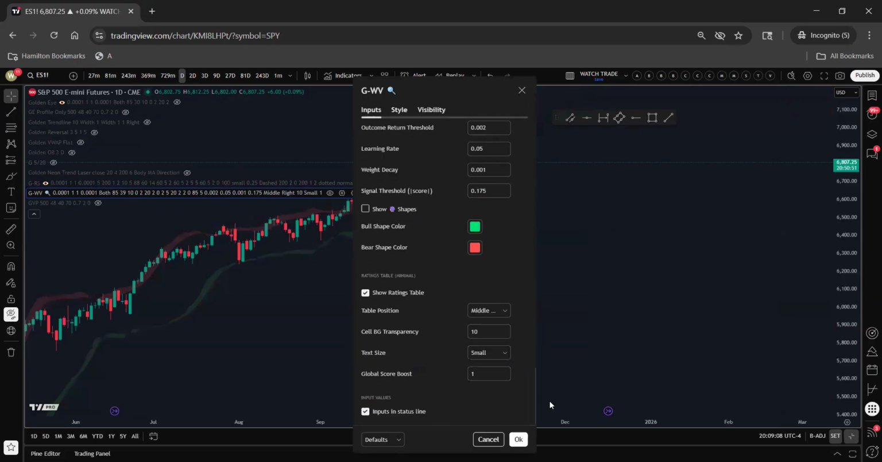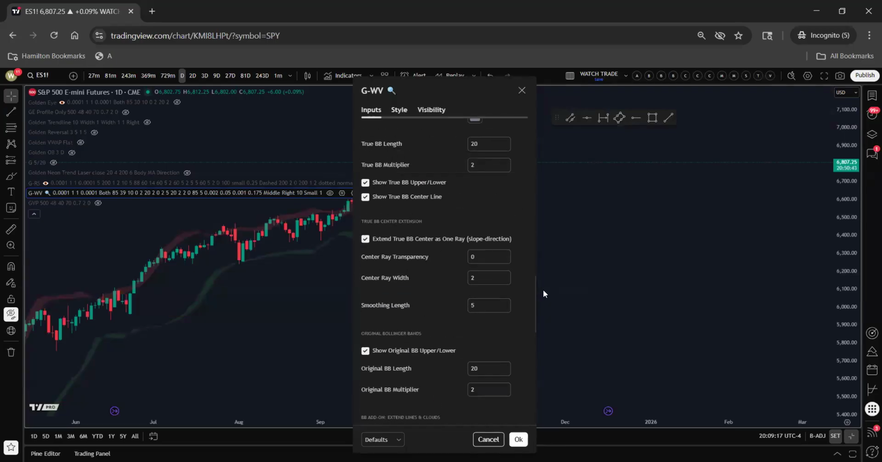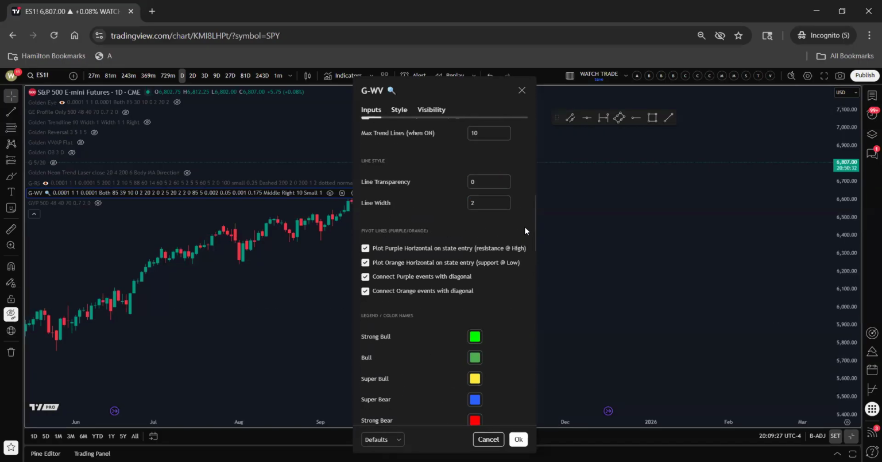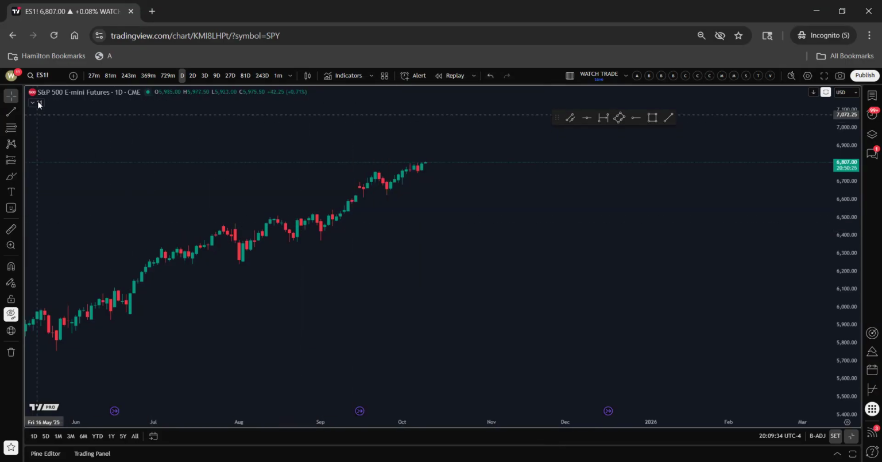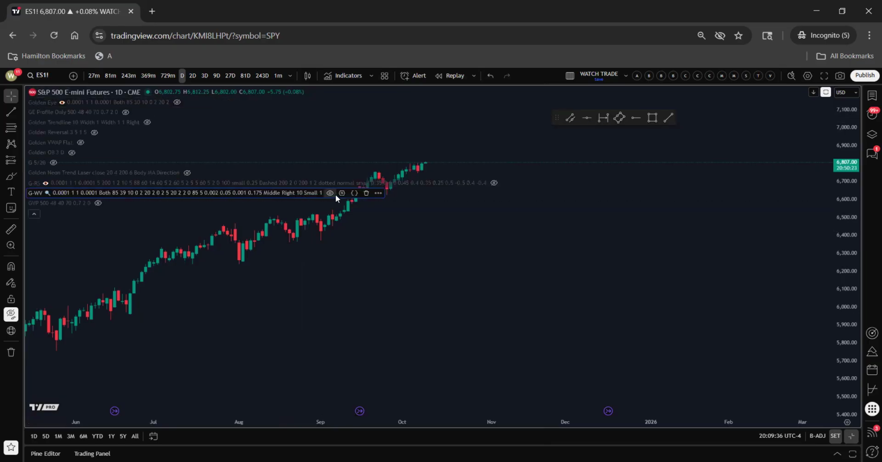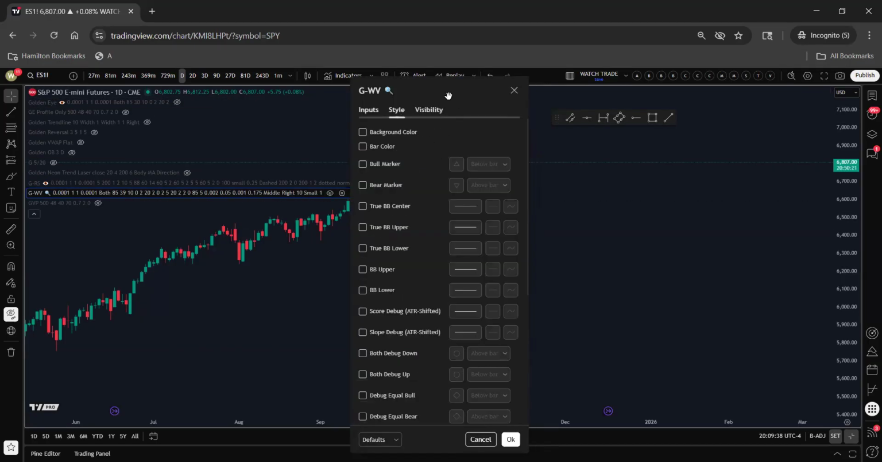I believe that's about it. There's a lot of features, so I'm just disabling it all. Okay. All right, so let's go back into settings.